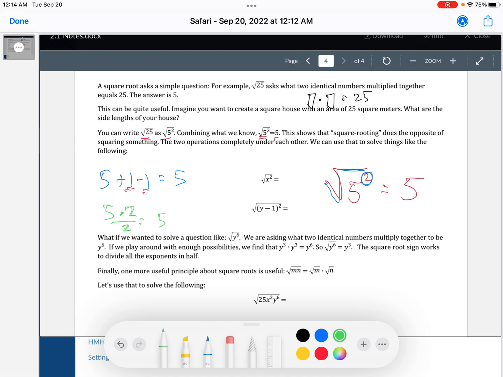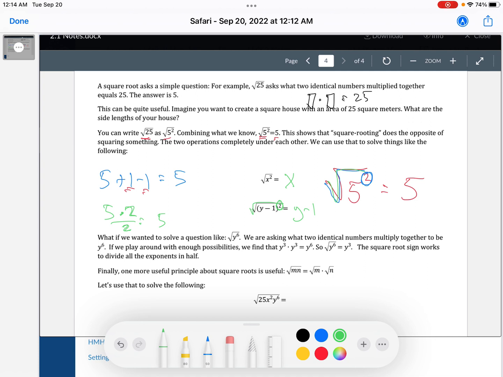Same thing, every mathematical operation has its inverse, and the inverse of squaring is taking the square root. So what's the square root of x squared? The square root of x squared is just x. And this square root symbol will undo the squaring sign and just leave us with y minus 1.